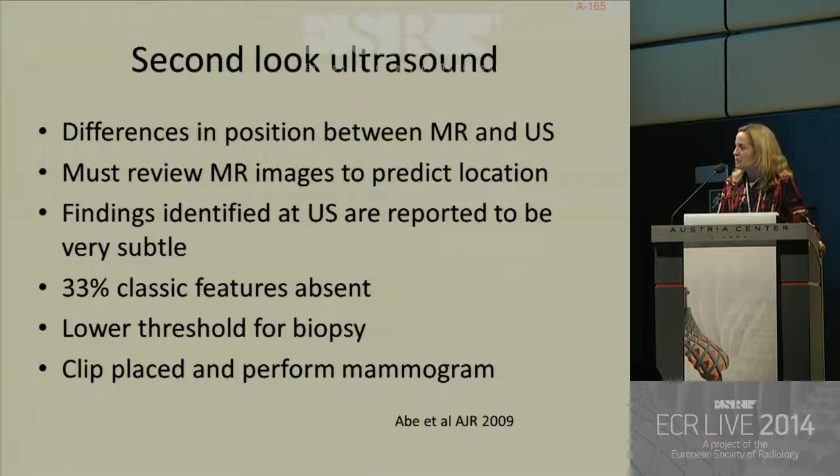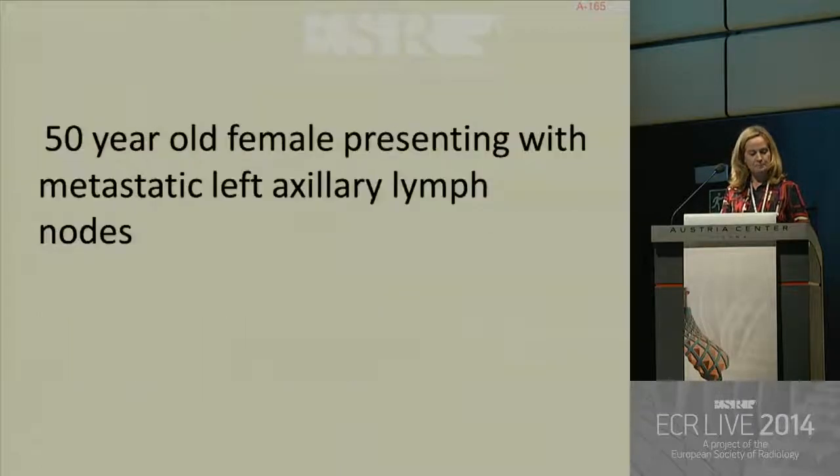And look for any adjacent landmarks, cysts or scarring that may help guide you to where the lesion is. The findings at second ultrasound of MR correlates are reported to be very subtle, with about 3% of cancers lacking the classic features of malignancy. So we generally have a lower threshold for biopsying lesions if it looks like it might be an MR correlate. And you perform your biopsy, and then you place a clip and perform a post-clip mammogram.